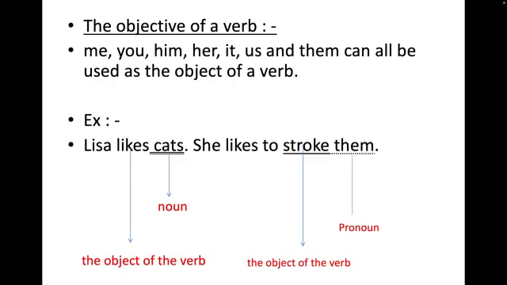Now, with our same sentence, Lisa likes cats, instead of looking at the noun Lisa, let's look at the noun cats. If we said Lisa likes cats, she likes to stroke them, we don't want to use the word cats again in the second sentence. So instead of saying she likes to stroke cats, we're going to remove the word cats and replace it with the object of a verb, them. She likes to stroke them.